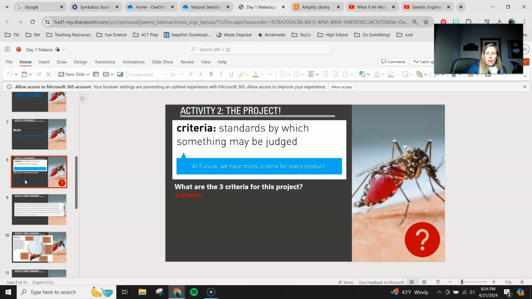All right. So criteria are standards by which something may be judged. In this case, you are going to be judged on those 3 criteria that you read about in your article and that you heard about in the little video that you watched. Okay, so I'm going to be judging you when you develop your malaria meds based on those 3 criteria. So with that being said, I want you to summarize what those 3 criteria are right here on slide 8. Okay, again, take a second, pause this video, complete slide 8, and then when you're done, come on back.